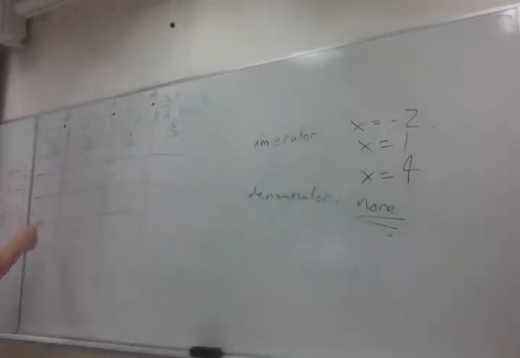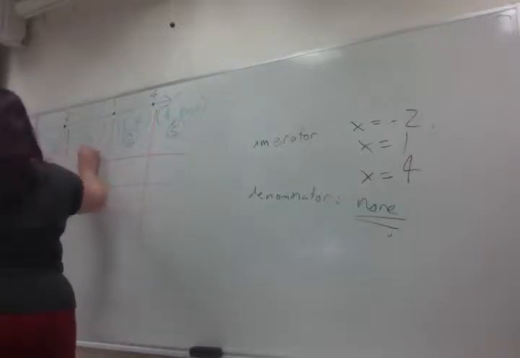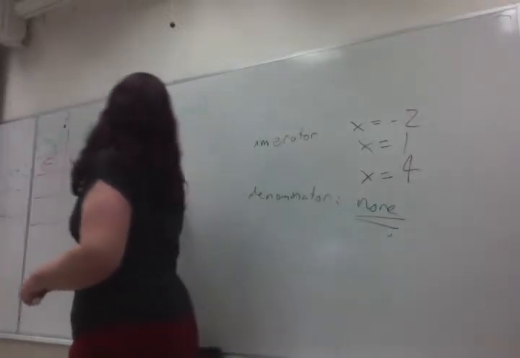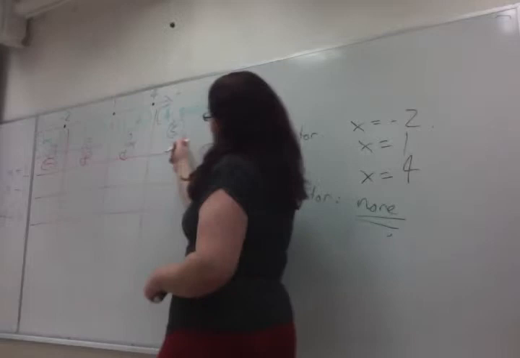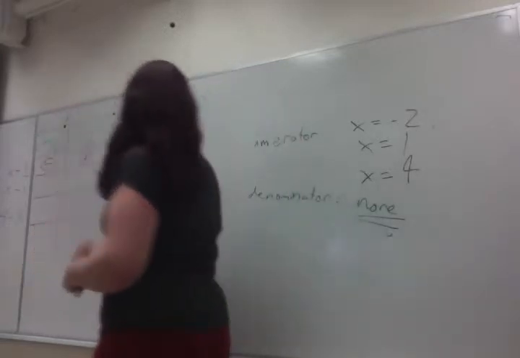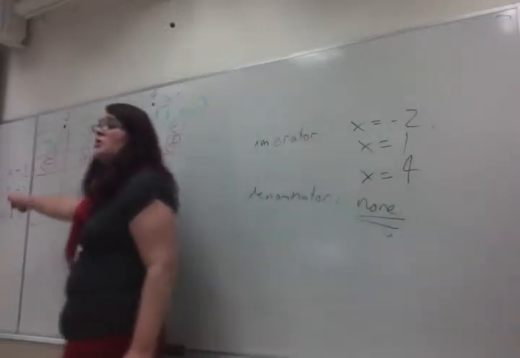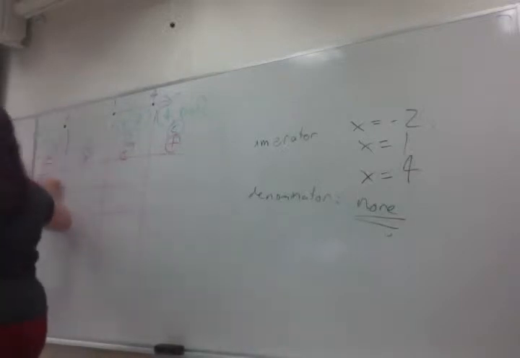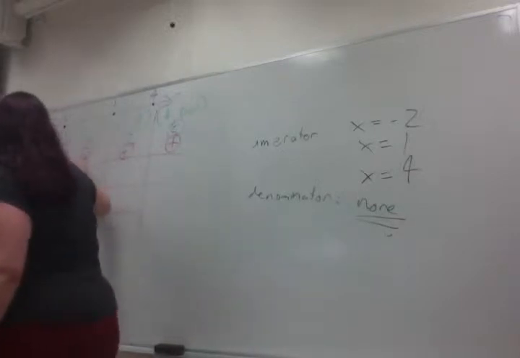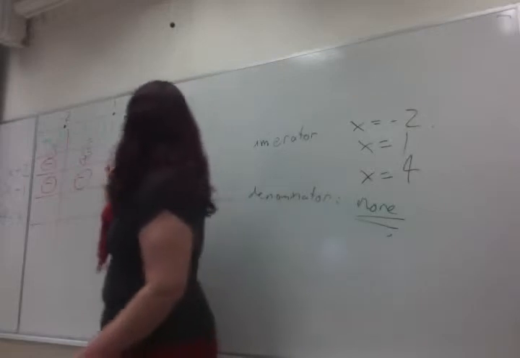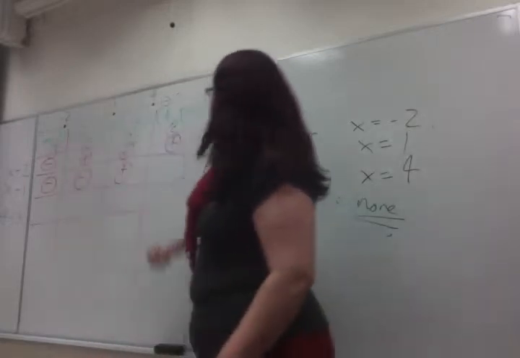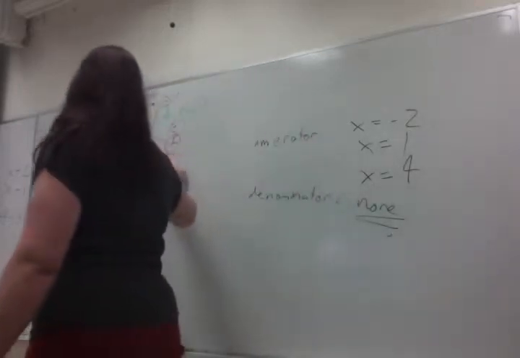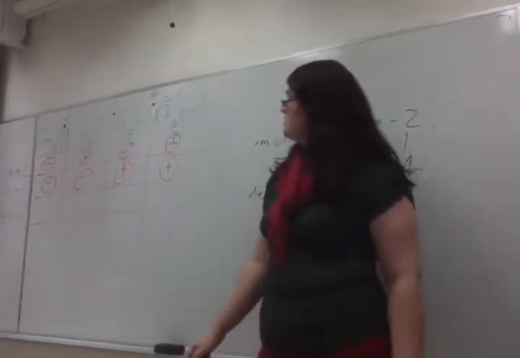And so what we're going to do here is we're going to do x plus 2 for each of these. -3 plus 2 is -1, which is negative. 0 plus 2 is 2, which is positive. 2 plus 2 is 4, which is positive. 5 plus 2 is 7, which is positive. We're going to do x minus 1. -3 minus 1 is negative. 0 minus 1 is negative. 2 minus 1 is 1, which is positive. 5 minus 1 is 4, which is positive.